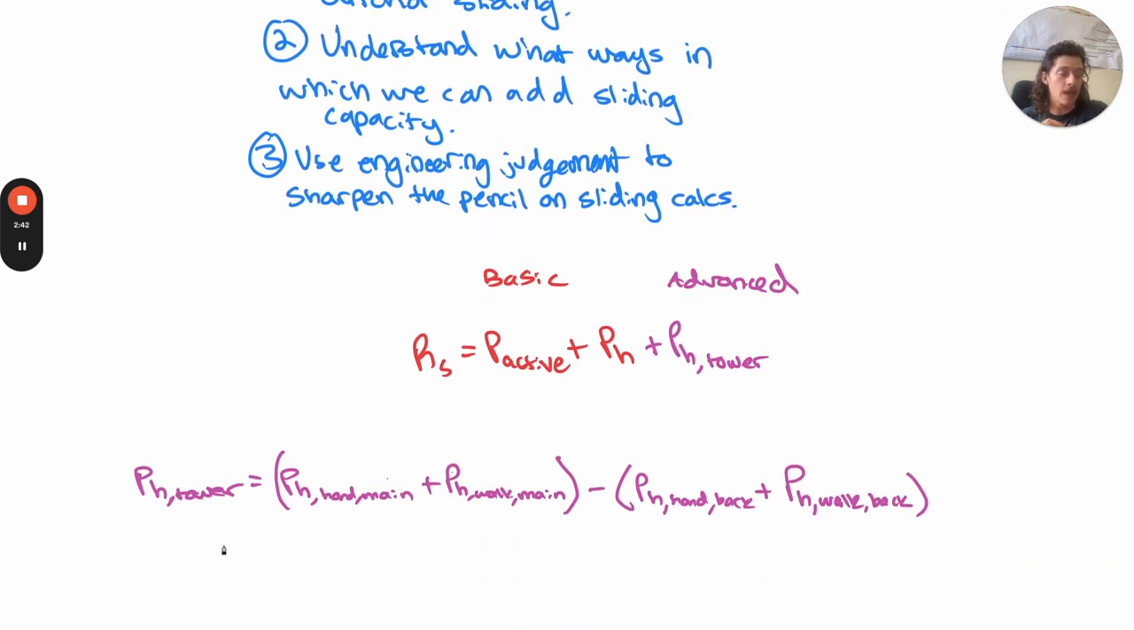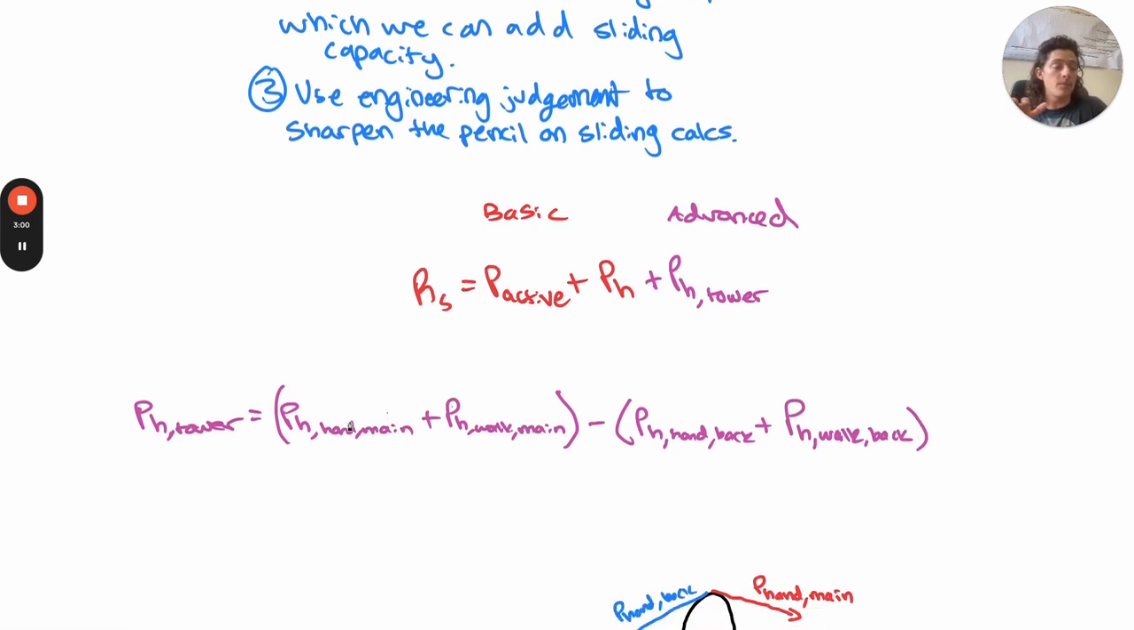So as you remember from cable analysis, this is the term for pH tower, which breaks down to the horizontal forces in the mainstay minus the horizontal forces in the backstay. This gives us our final free body diagram onto the abutment.